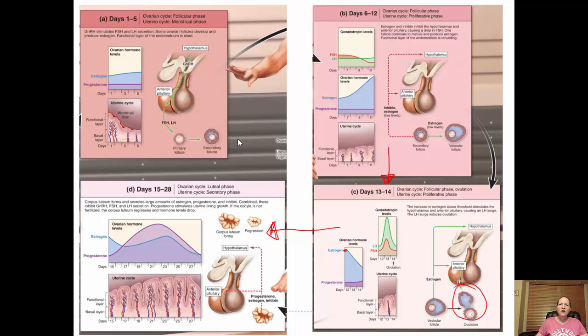So females, very complicated, right? Everybody thought, oh, we just have one cycle. No, actually you have two different cycles happening there. You have the ovarian cycle and the uterine cycle, but they are tied closely together. Again, if things don't go right in the ovary, it's going to completely screw up what's happening in the uterus. And of course, that is all governed by hormones.